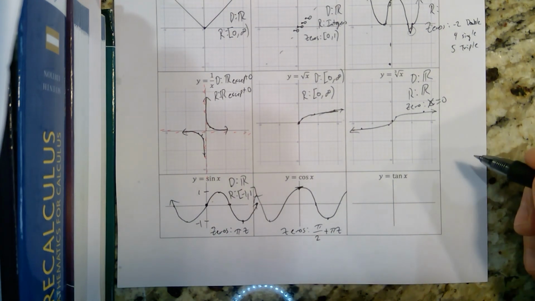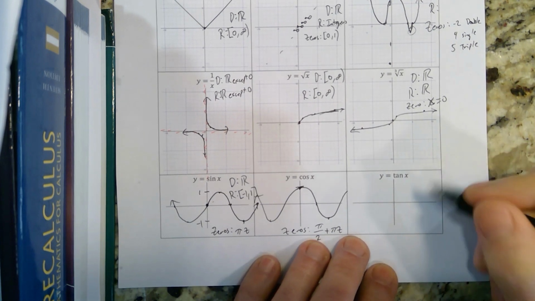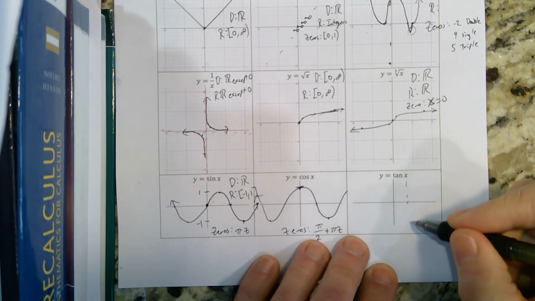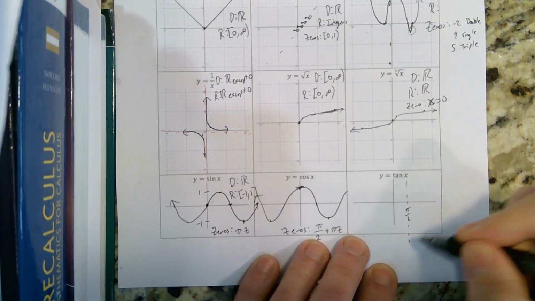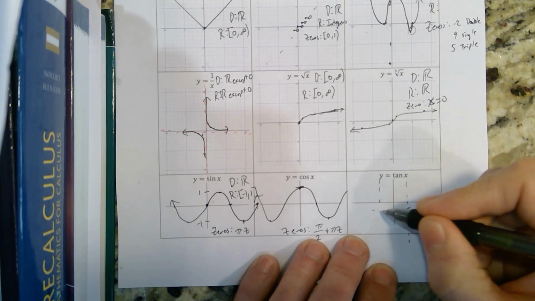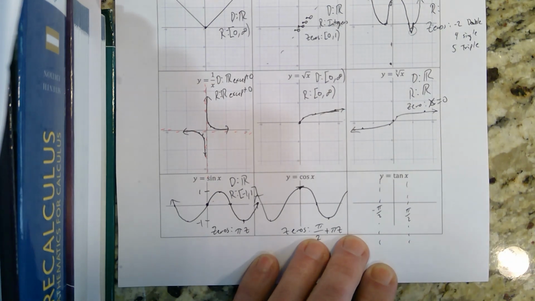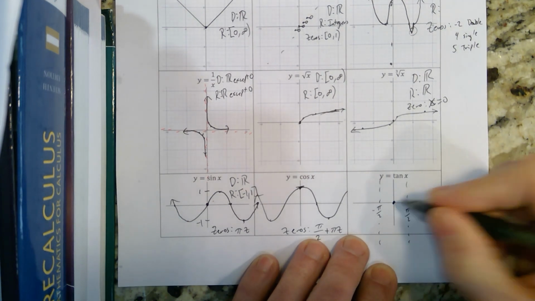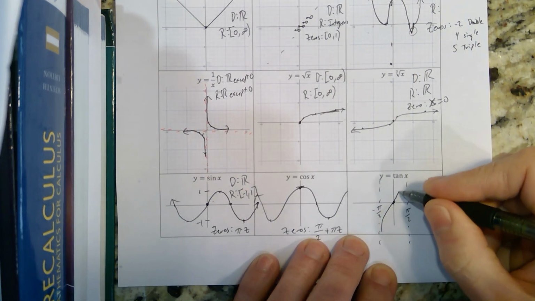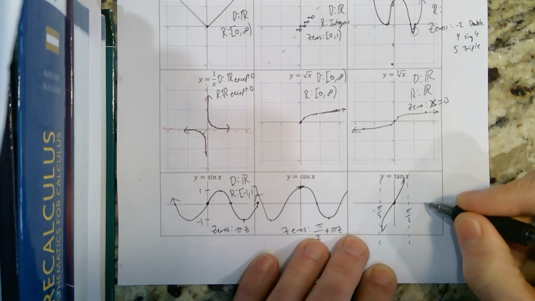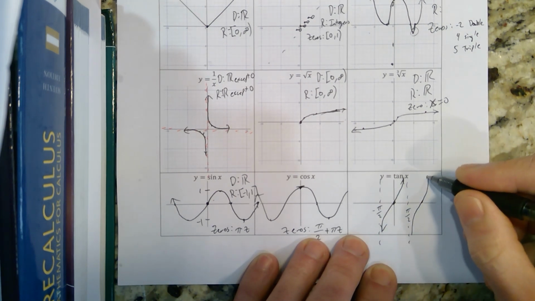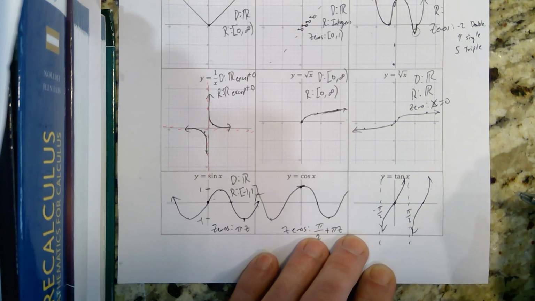All right, moving on to tangent. Tangent does have vertical asymptotes, right? At pi over 2 and at negative pi over 2. Tangent goes through the origin. Okay, looks something like that. So on and so forth.